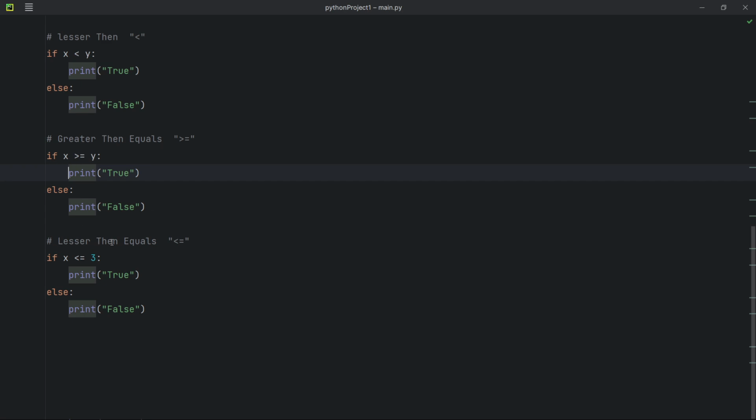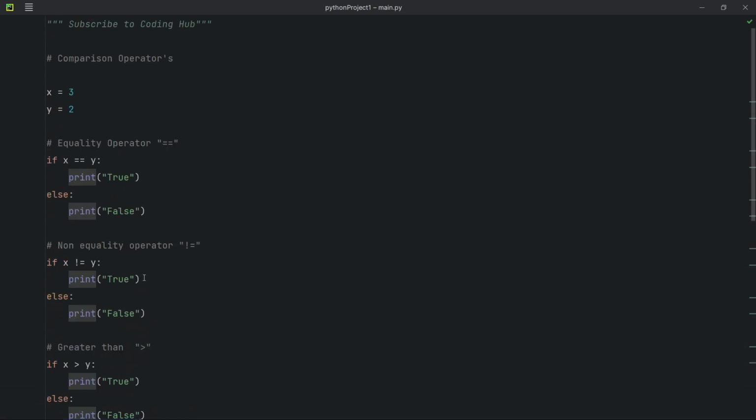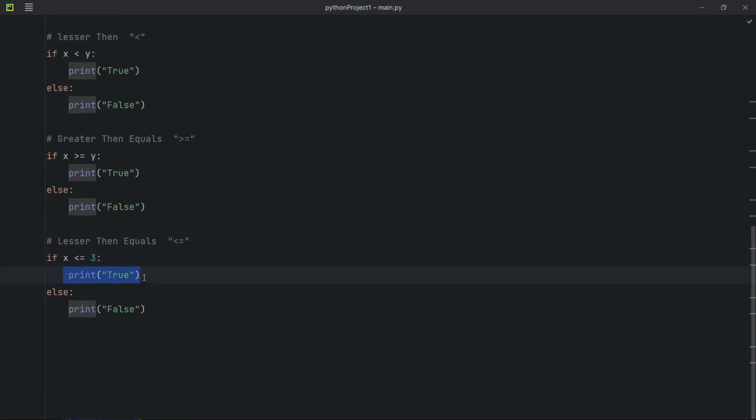Similarly here we have less than equals. It is just the vice versa of the greater than equals. Here we can see that 3 is less than 3, which is false, right? But 3 equals 3 is true, so what we will get? We will get true. So these were the basic comparison operators in Python, and if we compile the code, what do we get?